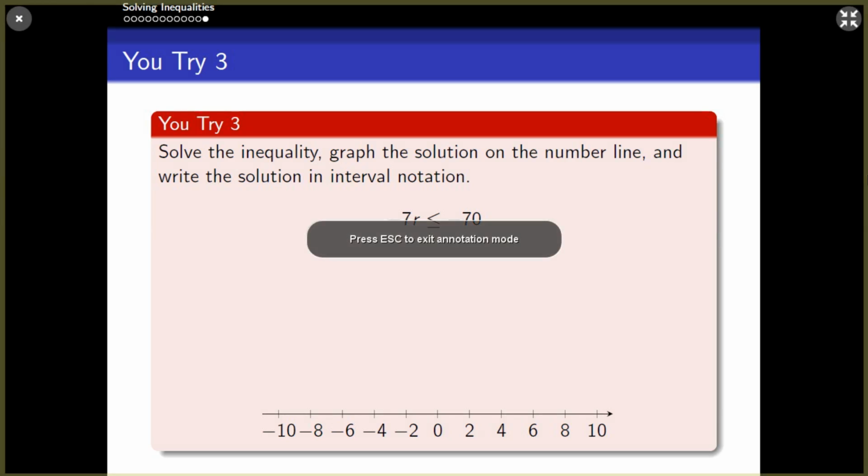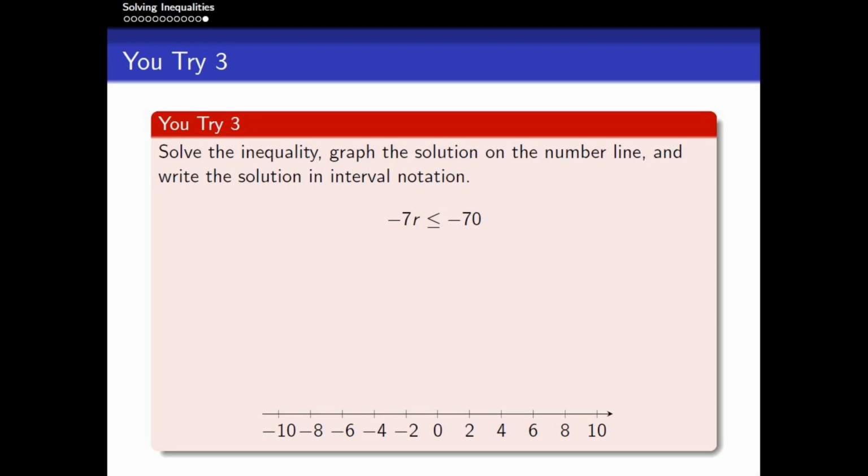Okay, now that you've tried it for yourself, let's do it together. Negative 7r is less than or equal to negative 70. So I'm going to divide both sides by negative 7 to get rid of that negative 7. So now I have r, and I'm going to flip the sign because I'm dividing by a negative. I'm going to flip the sign, and it's going to be r is greater than or equal to negative 70 divided by 7. Those negatives are going to cancel out. I'll get positive 10. Okay, so let's build our set builder notation.